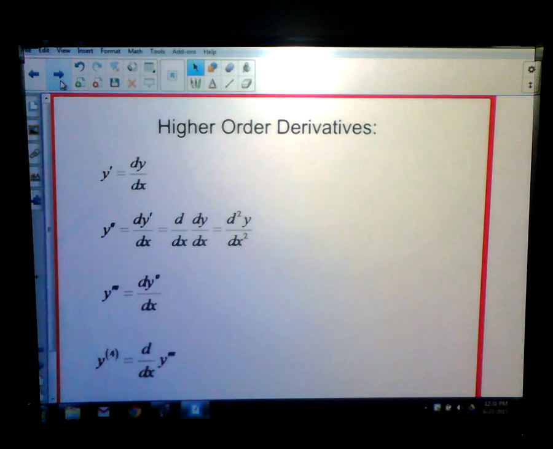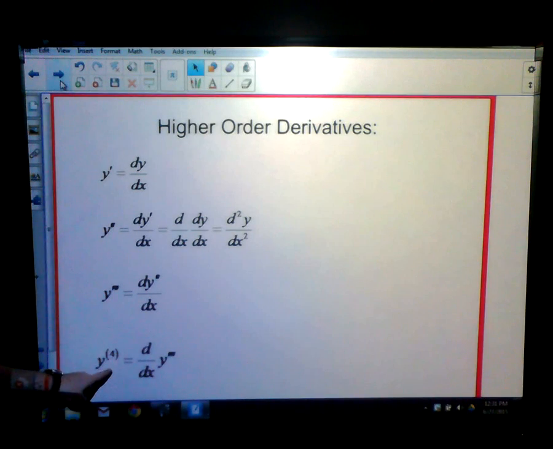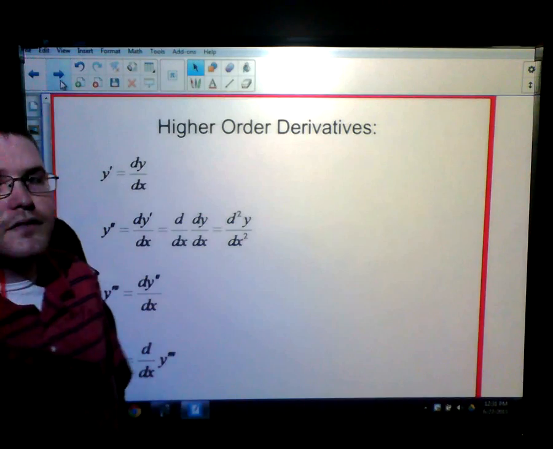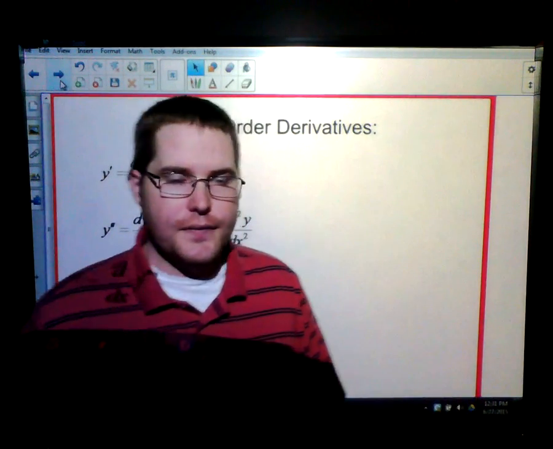Higher order derivatives. This chart is just a way of saying that you can take a second derivative. You can take a third derivative. Once you get past 3, don't put 4 little apostrophes up there, put a parentheses 4. Don't put a 4 because it looks like y to the fourth. So all I'm doing to do a higher order derivative is just take the derivative again, take the derivative again, take the derivative again.